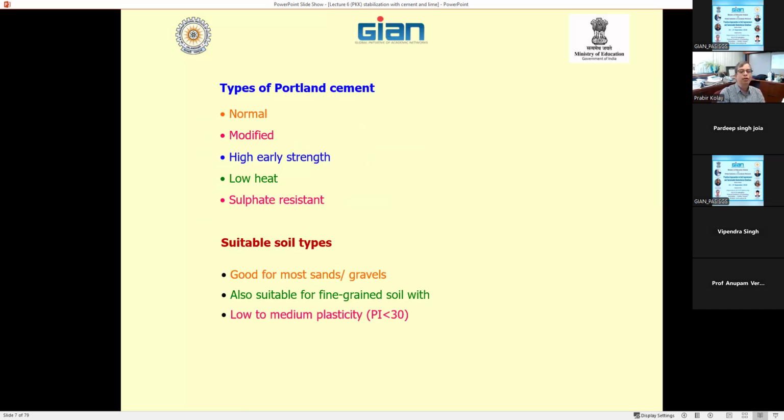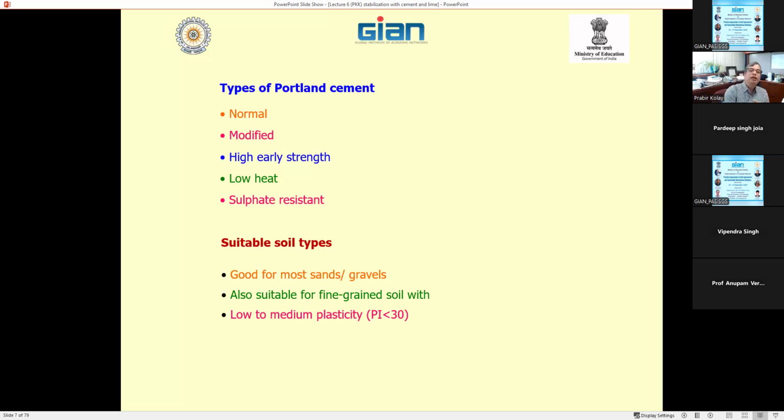So first thing, I'm going to talk about the cement, and then we'll talk about the lime, fly ash and GGBS. Okay? First thing is cement. We need to know what types of cements there are. There are normal cement, modified cement, high early strength cement, sometimes we need it, low heat cement, and sulfate resistant cement.